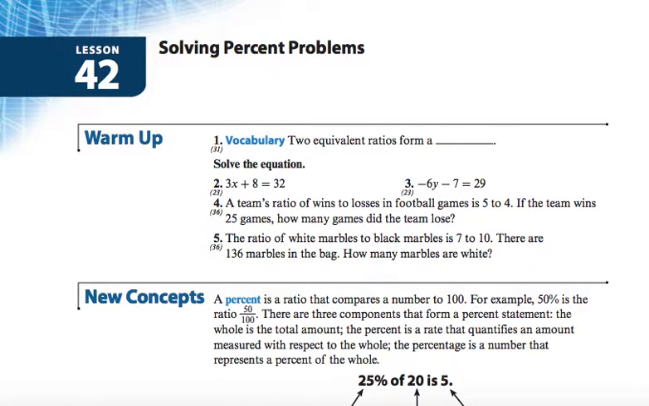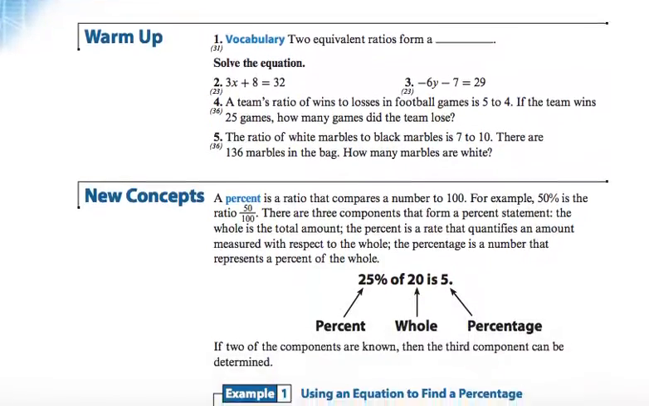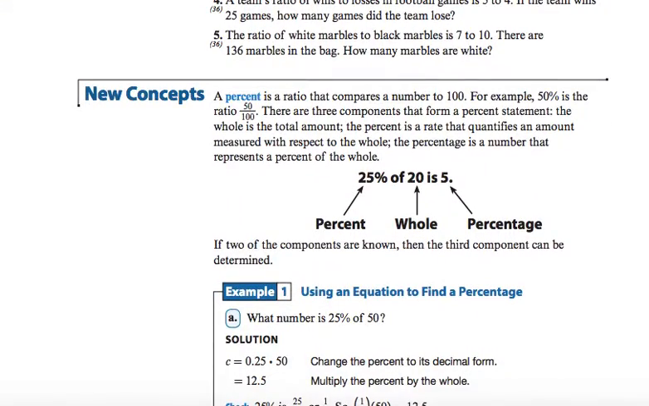Algebra 1, Lesson 42, Solving Percent Problems. Our new concepts. A percent is a ratio that compares a number to 100. For example, 50% is the ratio 50 per 100.